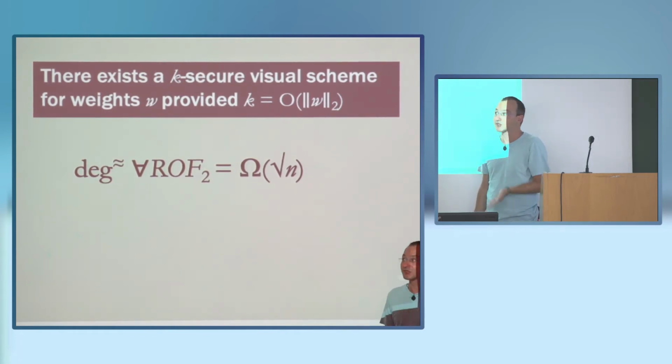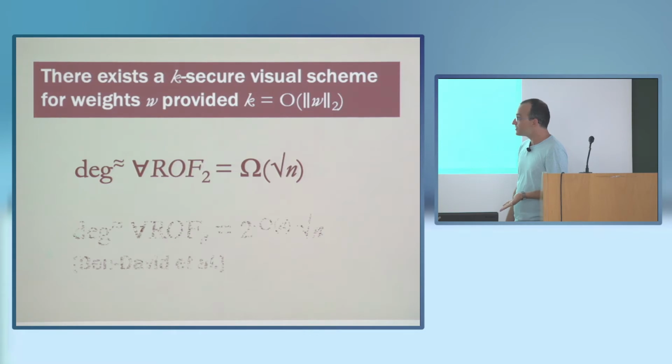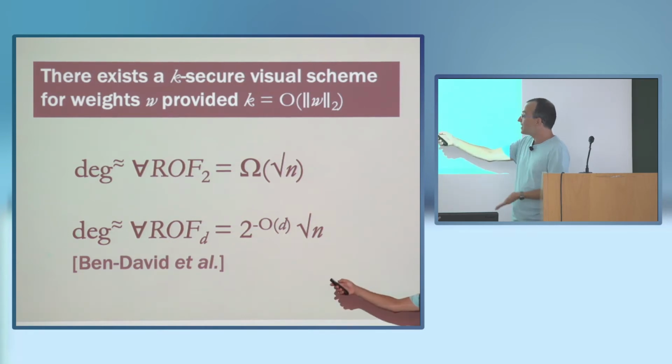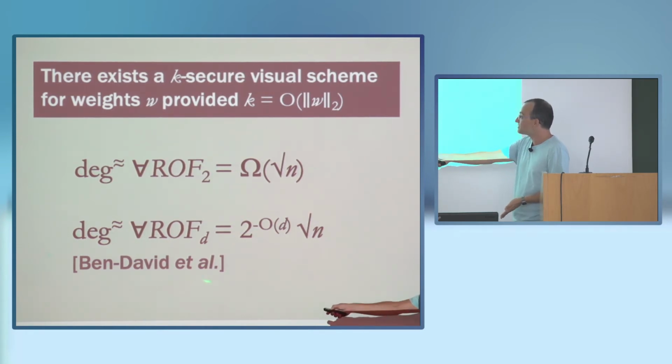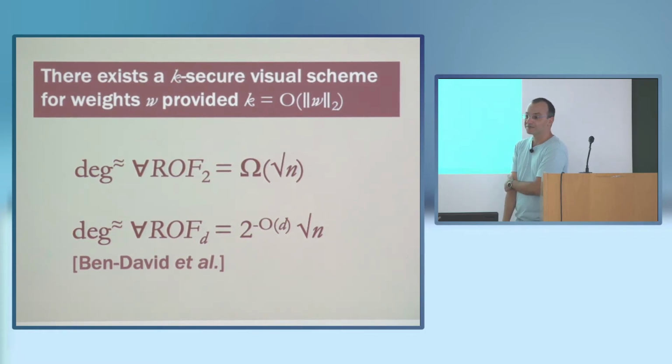So you can actually prove using this that the approximate degree of the read-once 2 formula is square root of n. I was very excited when I discovered this. But then it turned out that, using quantum methods, people proved something even more general, that works not only for degree 2, but for depth D formulas. It has been shown by Ben David and his co-authors, I don't remember, that for read-once formulas of depth D, the approximate degree is as large as 2 to the minus D times square root of n.